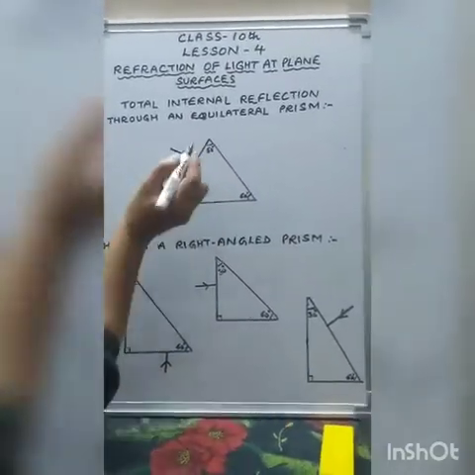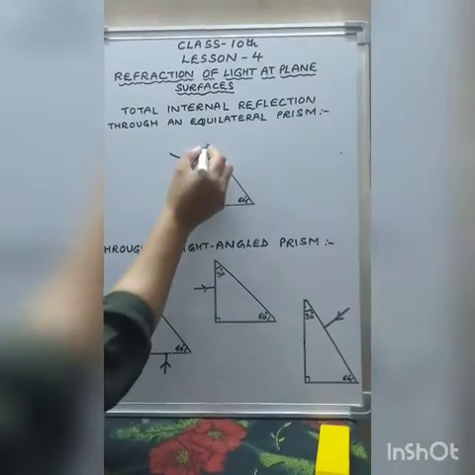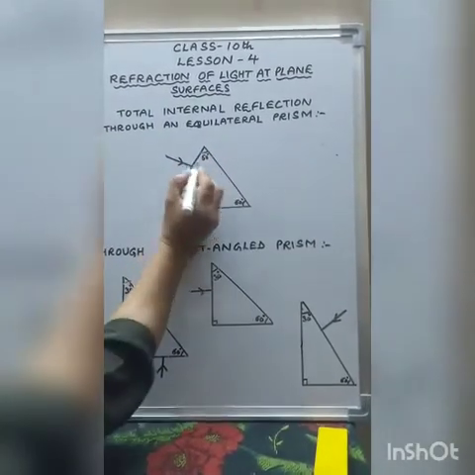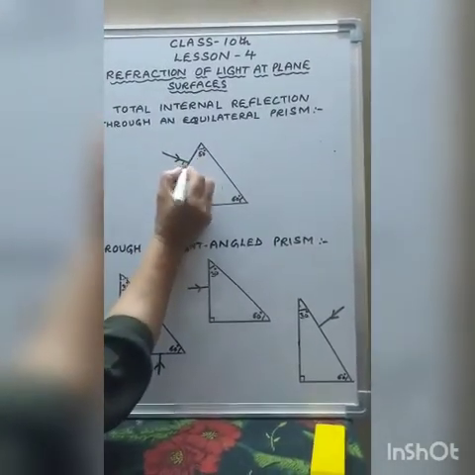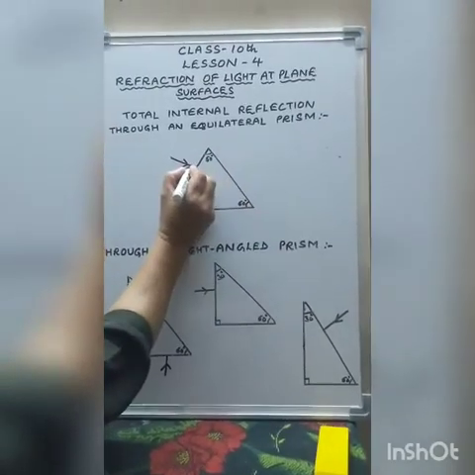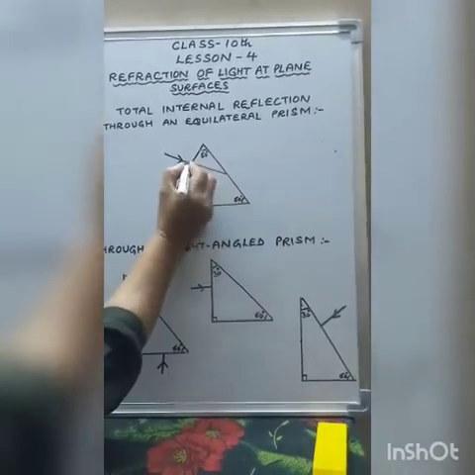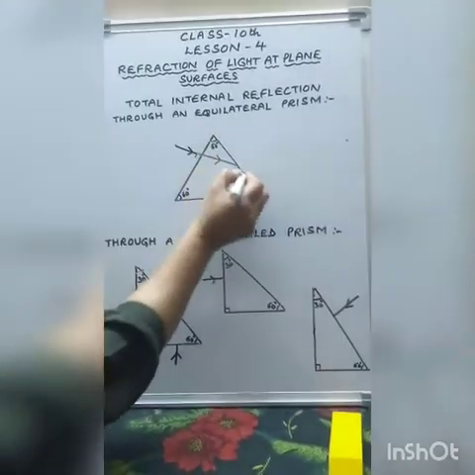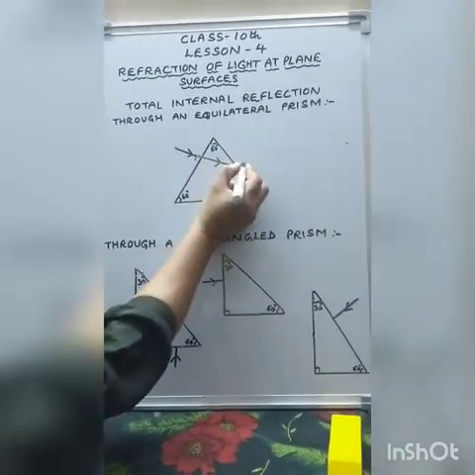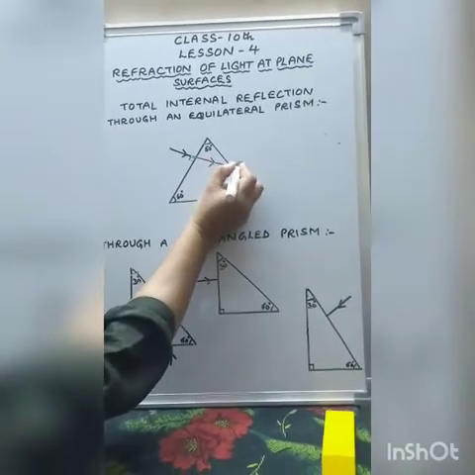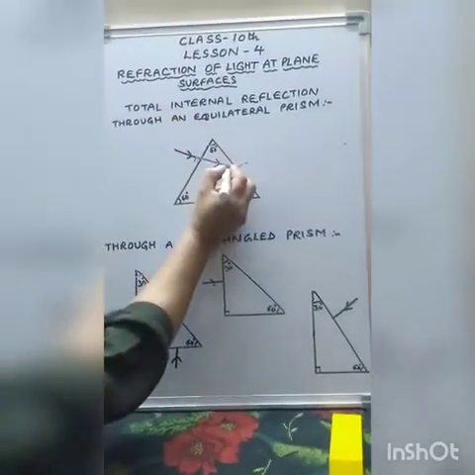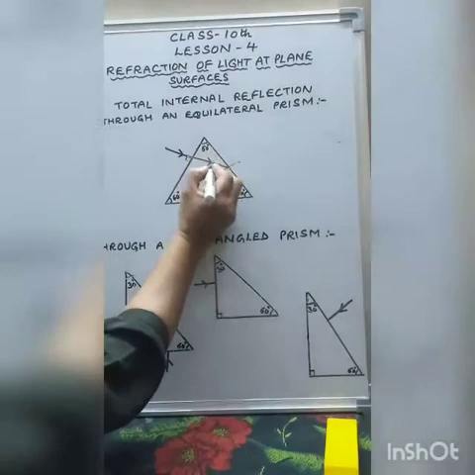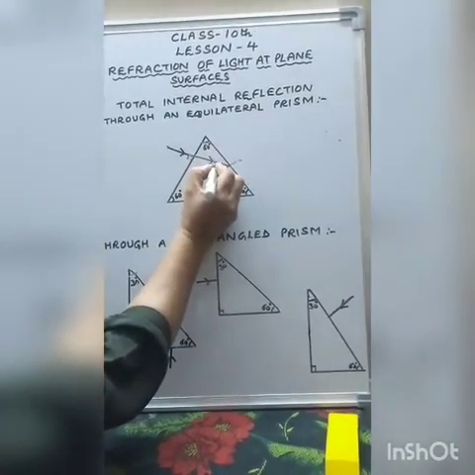Let this be the incident ray. It is falling at this boundary surface. So, if it is falling at 90 degrees, it will pass undeviated. It will not turn. Now it will fall on this surface of the prism. Let me draw the normal at this point. Now the angle of incidence will be the same as this angle, which is 60 degrees.